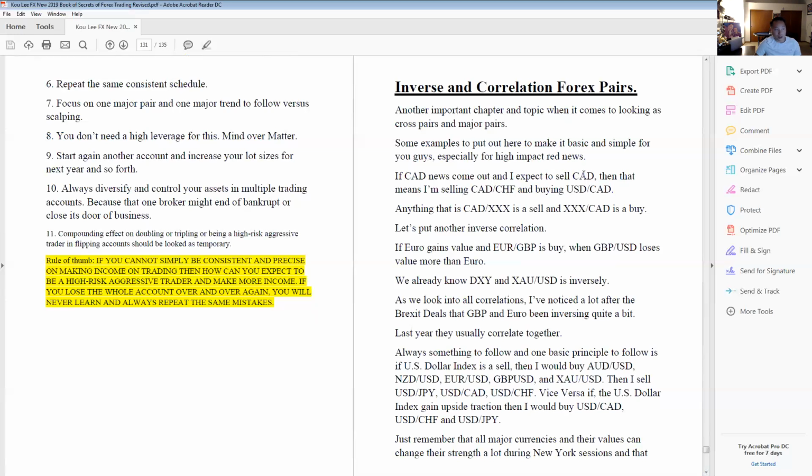If I am selling CAD, it'll be CAD JPY, CAD NZD, CAD Swiss franc, whatever CAD is in front. The CAD pair in front is going to be the sell. And then I'll be buying USD CAD, Euro CAD, pound CAD, AUD CAD, NZD CAD, JPY CAD. That's another thing to look for.